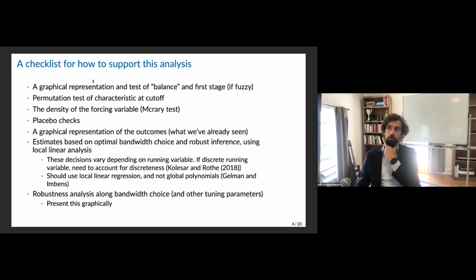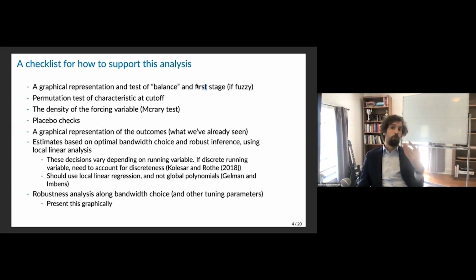But really what you want to do is do a graphical representation and test of balance of things that you would typically think of as effectively being excluded characteristics that wouldn't be affected by your treatment. So think pre-treatment characteristics, things that you think shouldn't be economically affected, et cetera.